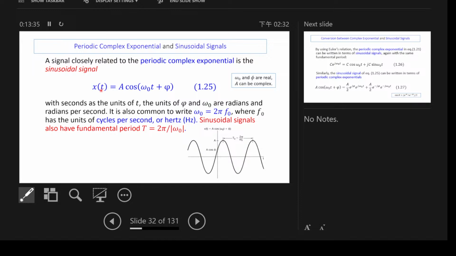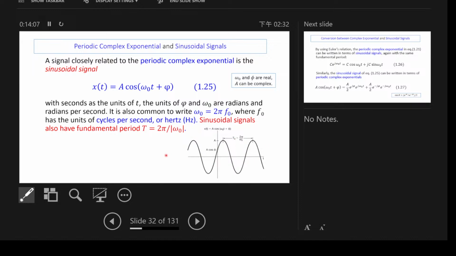It's a little annoying. Well, I guess a can be complex. But anyway, a sinusoidal function is a function of this form, x of t equals a cosine of omega t plus phi. Here omega naught and phi are real, and a can be a complex number. This is really similar to the complex exponential. Anyway, this is a periodic function.